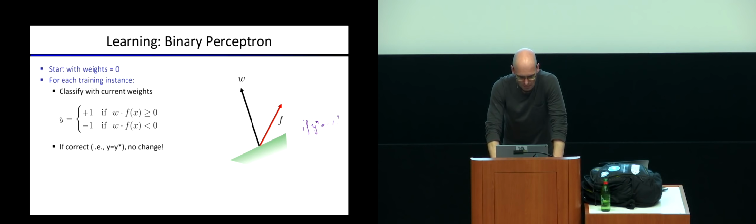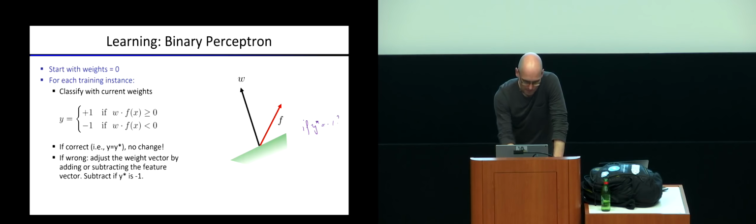Well, if Y star is negative 1, so it's wrong, what we can do is we can say, well, we'd love for W to be not as aligned with F.